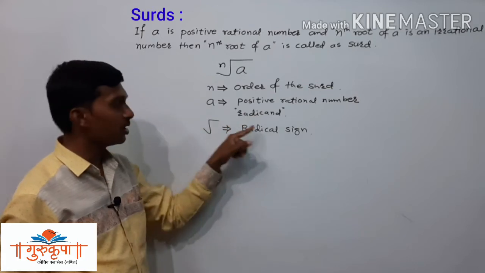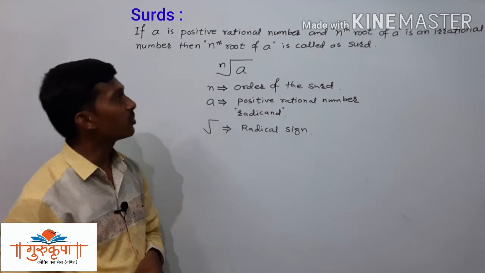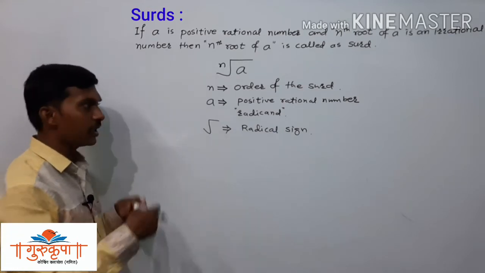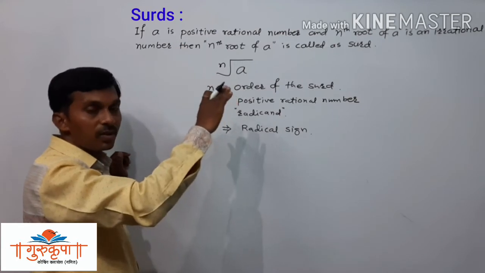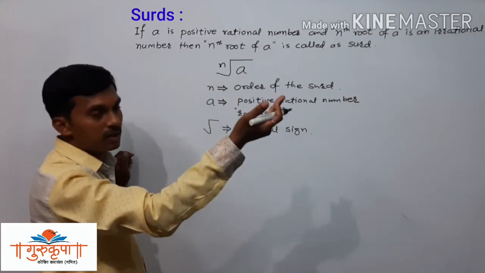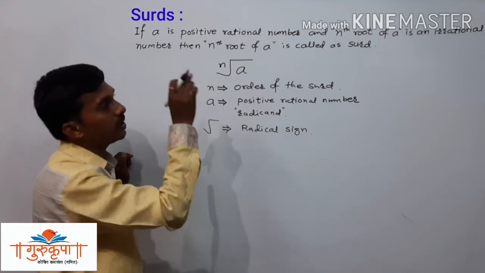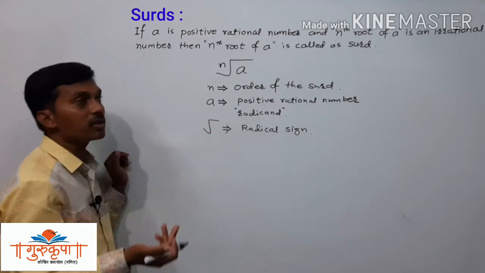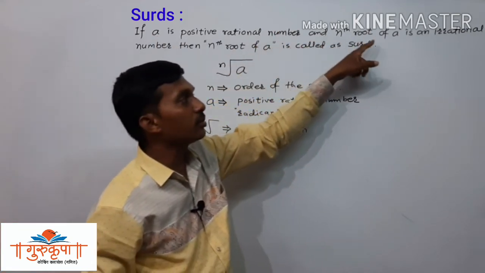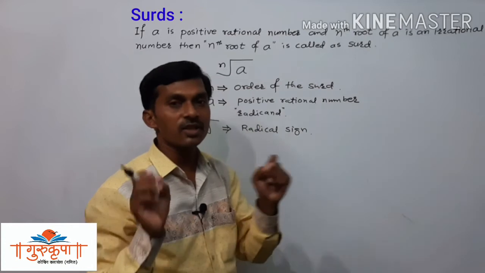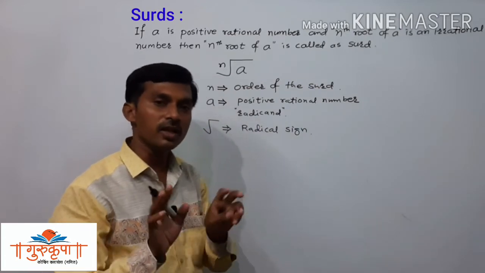Now we will take some examples of surds, and then we will decide whether it is a surd or not. Suppose I write a number, then how to determine whether it is a surd or not? It is very simple. If a is a positive rational number and the nth root of a is an irrational number, it is called a surd.